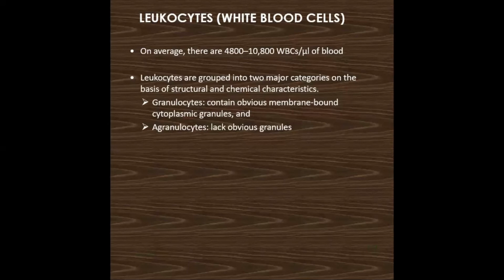They are grouped into two major categories on the basis of structure and chemical characteristics, known as granulocytes, that contain membrane-bound cytoplasmic granules that are present in the cytoplasm, and agranulocytes, that lack obvious granules. Now, we have already seen in the last slides that there are three types of white blood cells which are granulocytes and two types which are agranulocytes. Let's discuss in detail their structure.